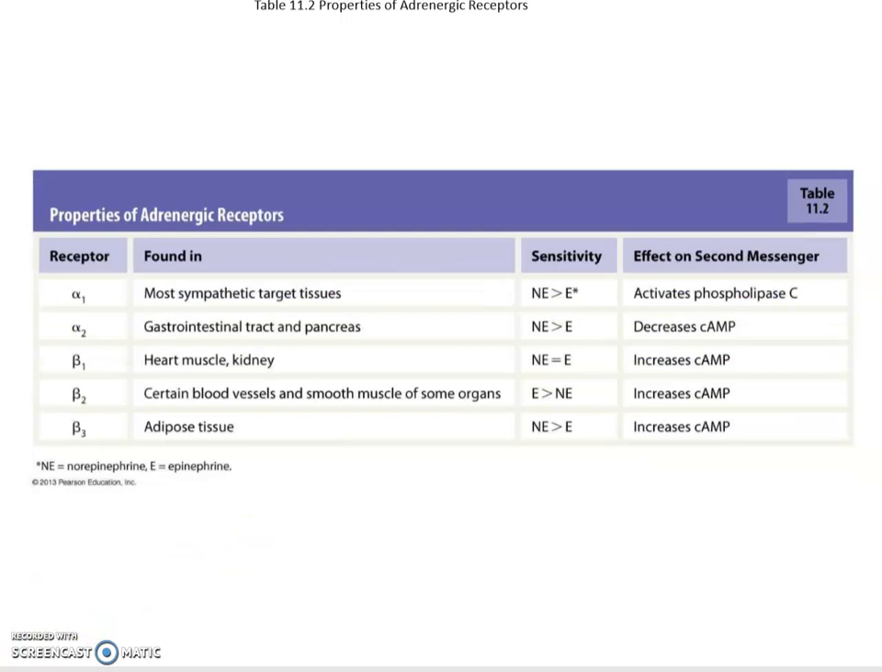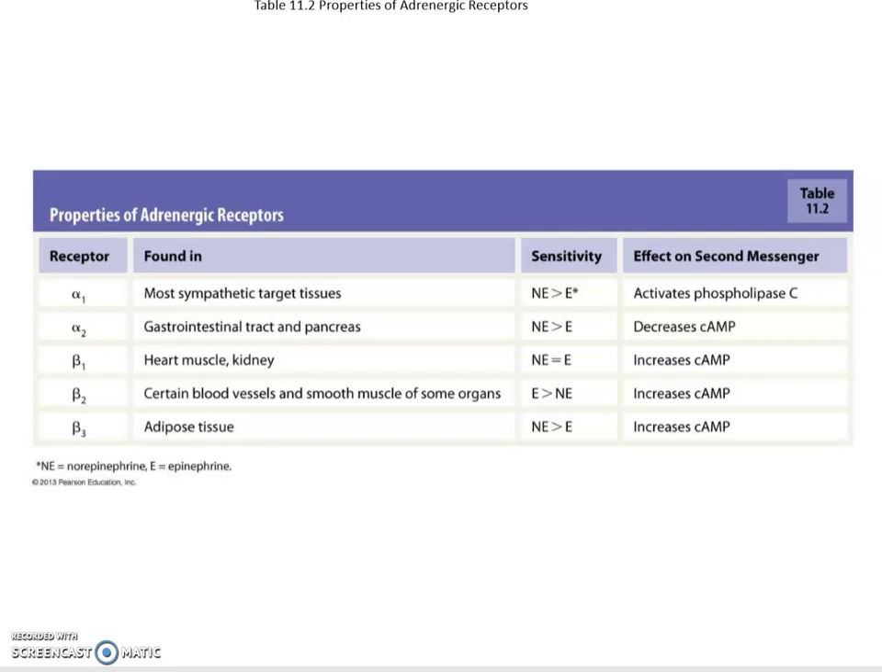Now this table here summarizes some of the subtypes of the adrenergic receptors. So adrenergic means it responds to adrenaline, which is the name that was formerly used for norepinephrine and epinephrine. So adrenergic adrenaline now refers to norepinephrine. The receptors that the norepinephrine binds to, they're still called adrenergic receptors. And we have alpha and beta receptors and with their subtypes.